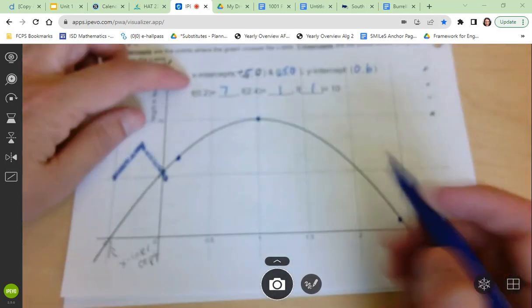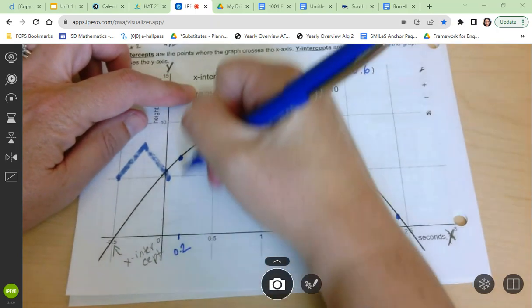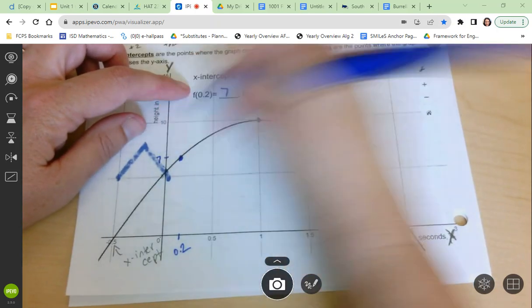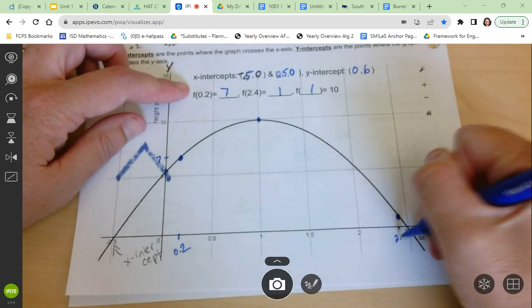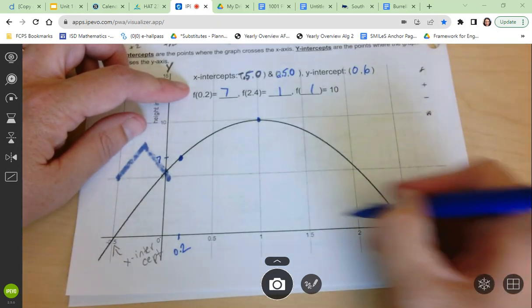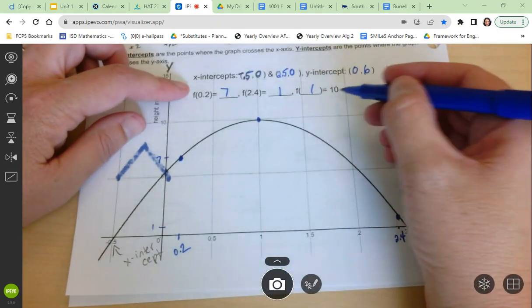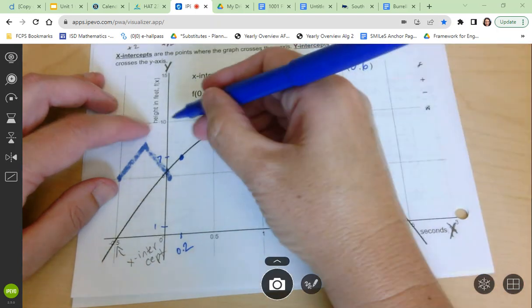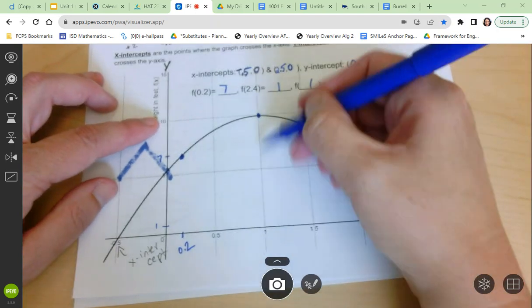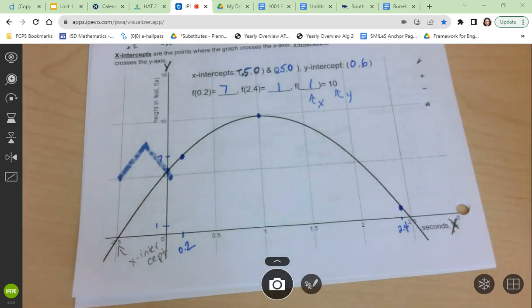All right, so we said f of 0.2, 0.2 was here. And when we went up, we saw that the y value was 7. F of 2.4 was right here. And when we went over, we saw the y value was 1. And then f of what is 10? So this time the 10 is the y value. And when we went over, we saw that the x value was 1. Questions before we turn the page?